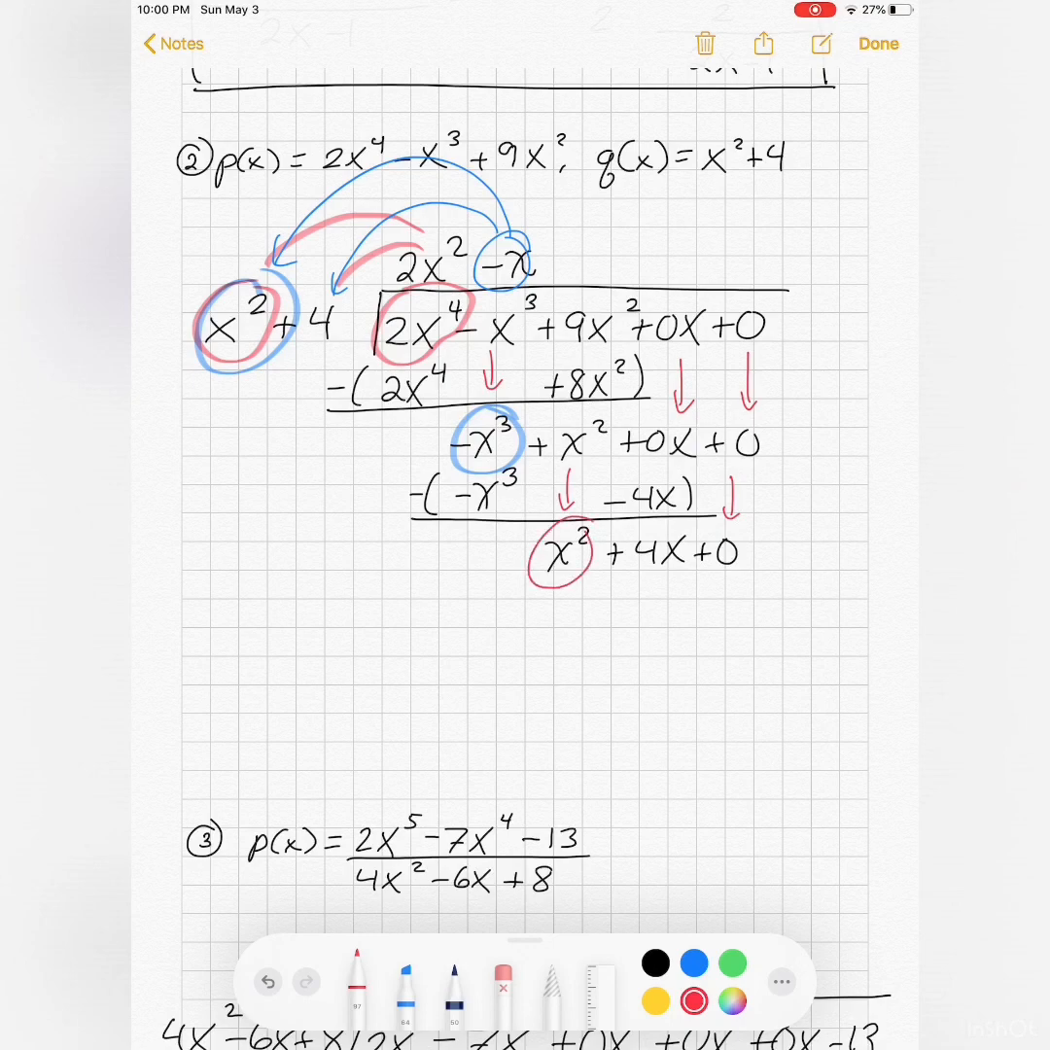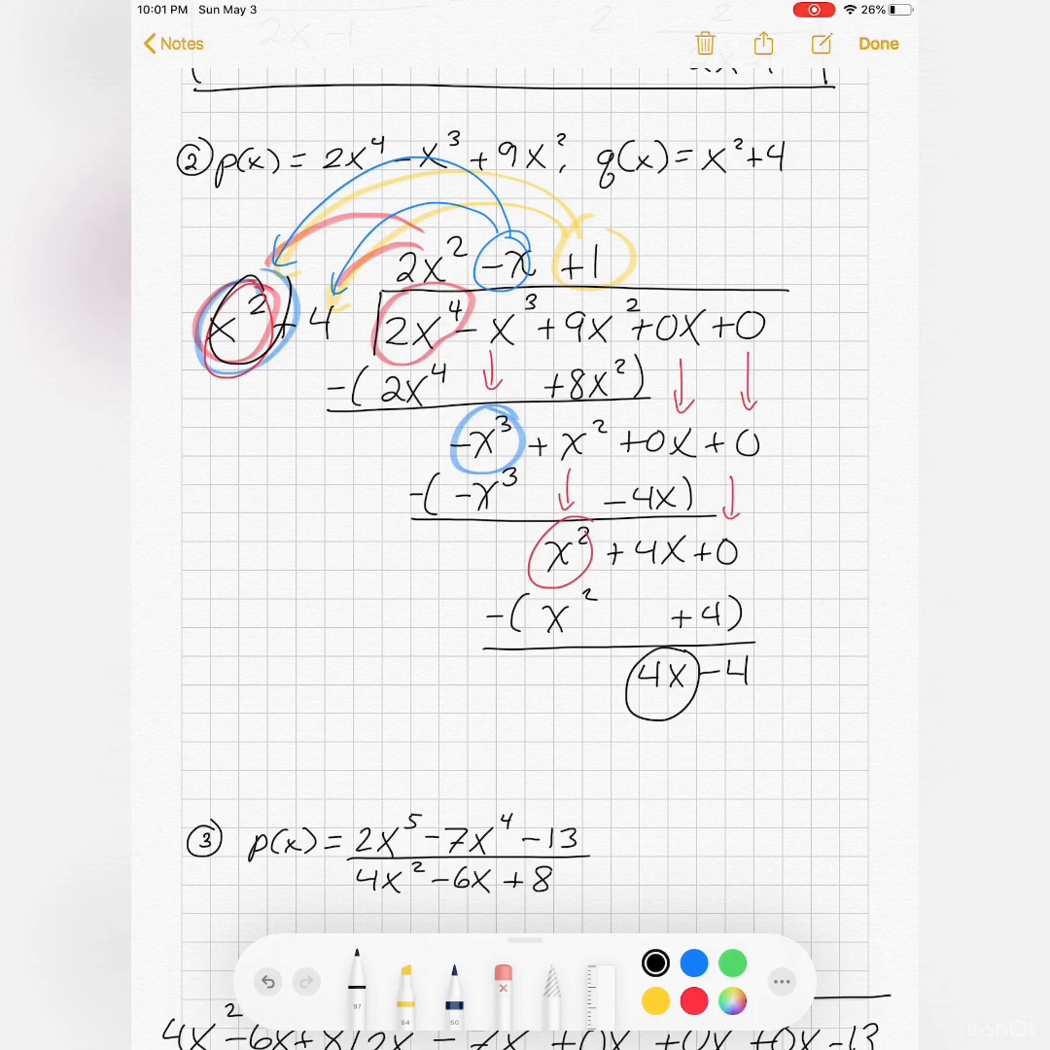And then x squared divided by x squared plus 1. Okay, and then we multiply that down. So x squared plus 4. Okay, and then when we try to repeat dividing 4x by x squared, it's no longer divisible. So that means we have our remainder.